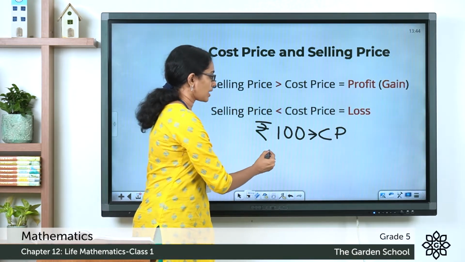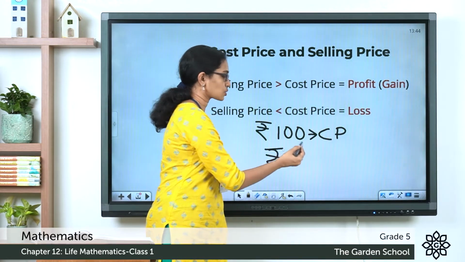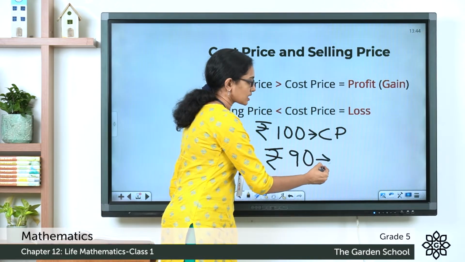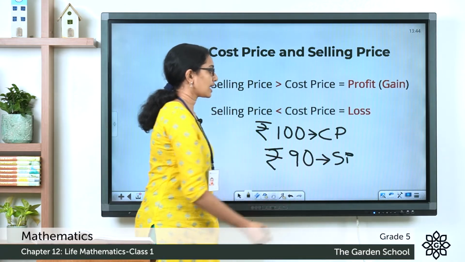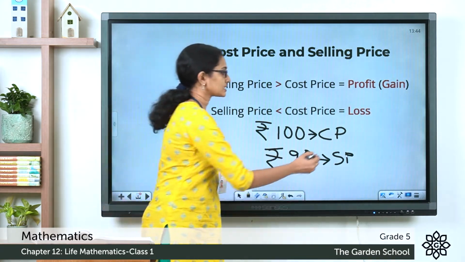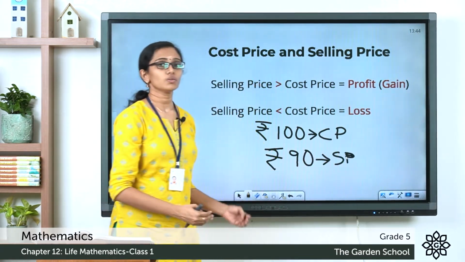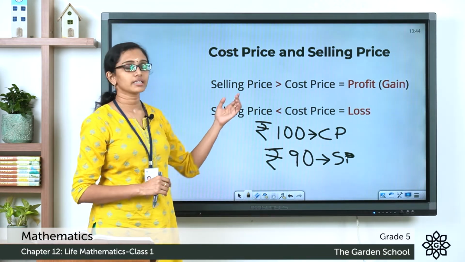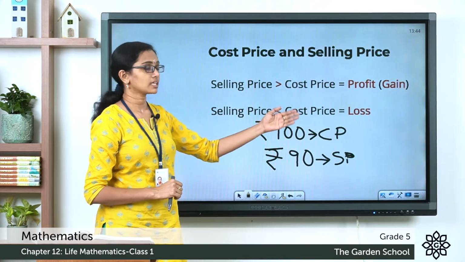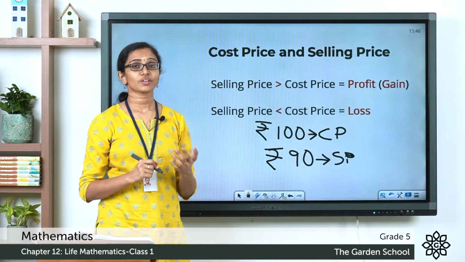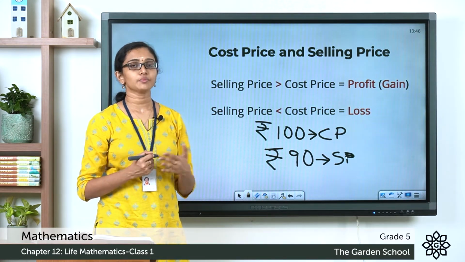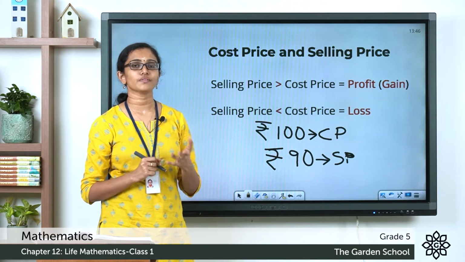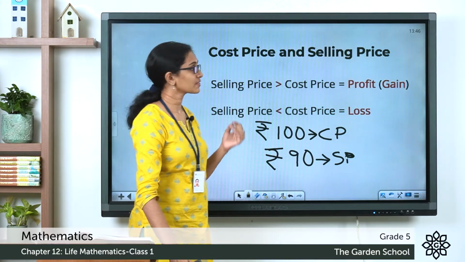So here my buying price or cost price is rupees 100, whereas here now my selling price is rupees 90. So you see that the selling price is less than the cost price. So I am going to lose some money here. So we say when the selling price is less than the cost price, it's a loss. So given the cost price and the selling price of something, we can easily find out the profit or loss of a business. So how do we calculate the profit?